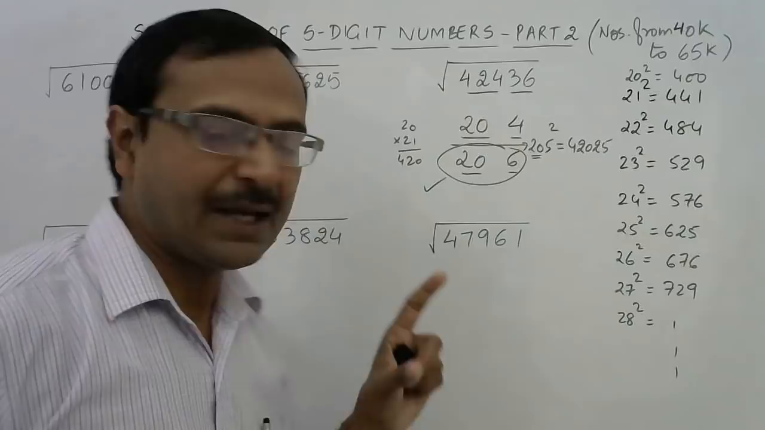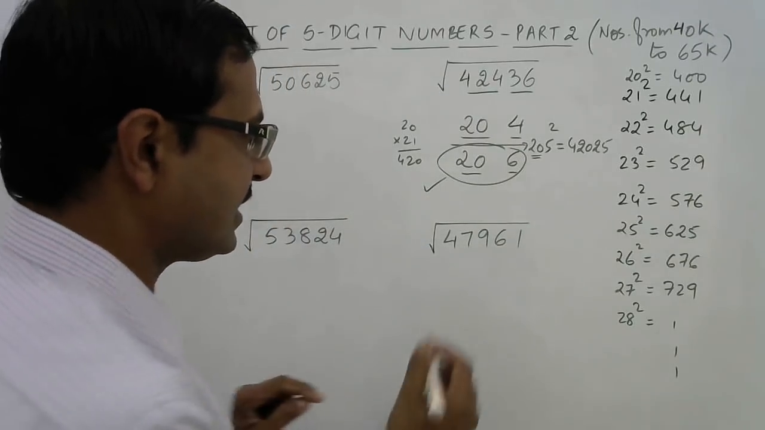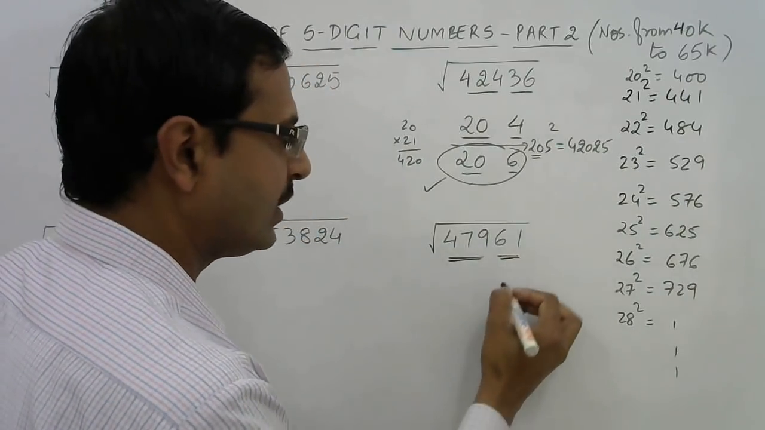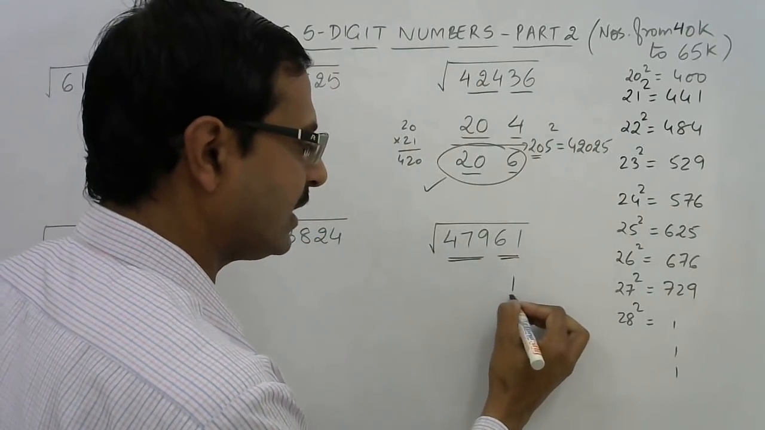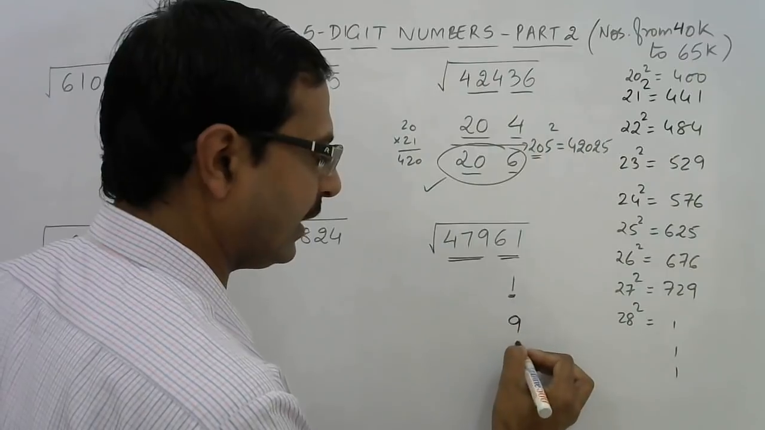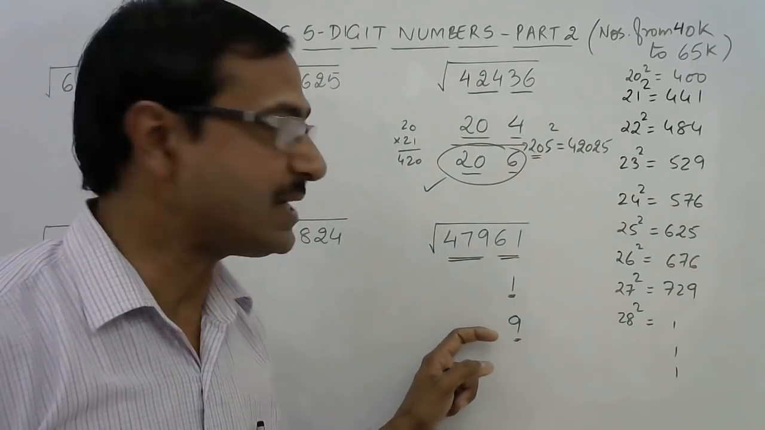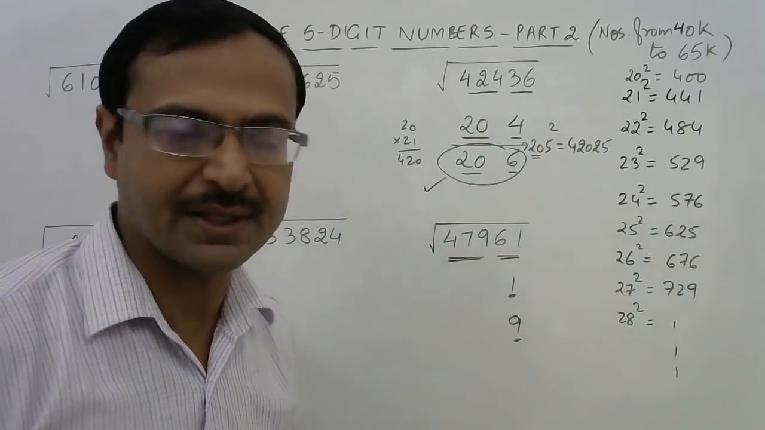Now let's apply this method for 47961. Now see, 479 and 61. It ends with 1, so our answer will end with either 1 or 9. Why? Because 1 into 1 is 1, 9 into 9 is 81, which ends with 1. So only two options are there.